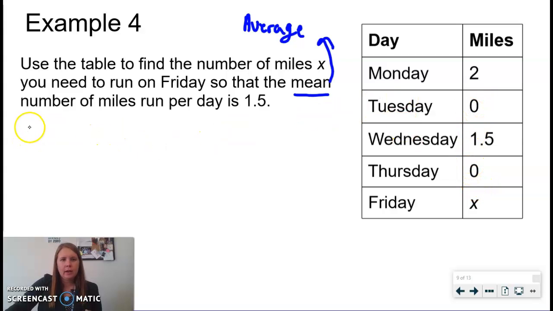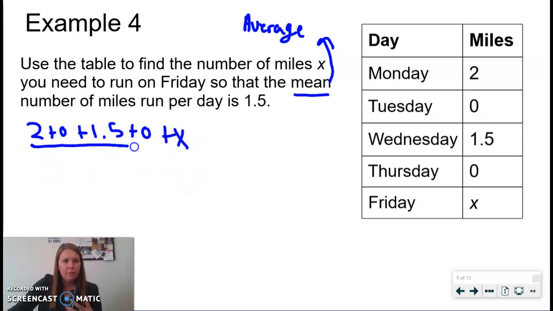So in this case, I'd have something like 2 plus 0 plus 1.5 plus 0 plus x. And then I want to divide it by how many days of the week? Well, there were 5 days here. This is the traditional work week. I'm dividing it by 5. And they want the actual mean number of miles run per day to end up equaling 1.5. So we're going to have it equal 1.5.